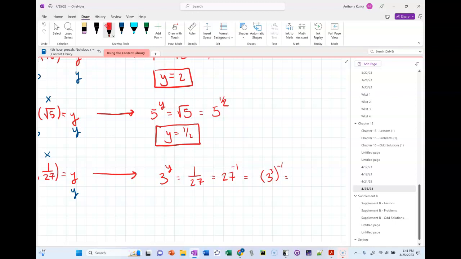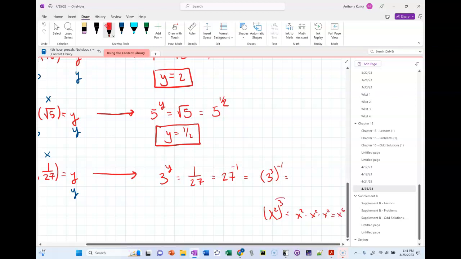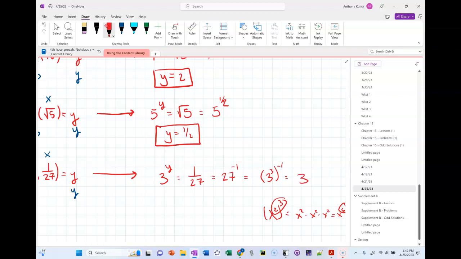And when I have an exponent of an exponent, how do I simplify that? Right, if I have x squared to the third, what do I have there? I have like 3 sets of x squareds, right? So that is x to the 6th. So what did I do with the exponents? Multiplied. So here I would get 3 to the -3.